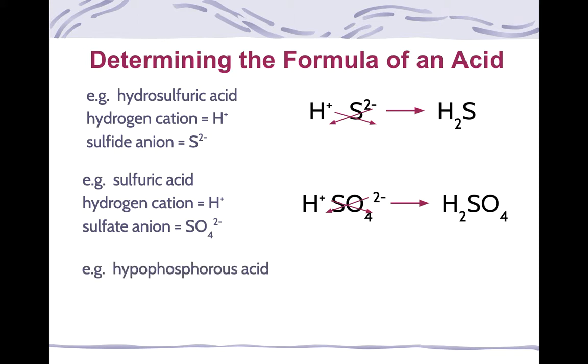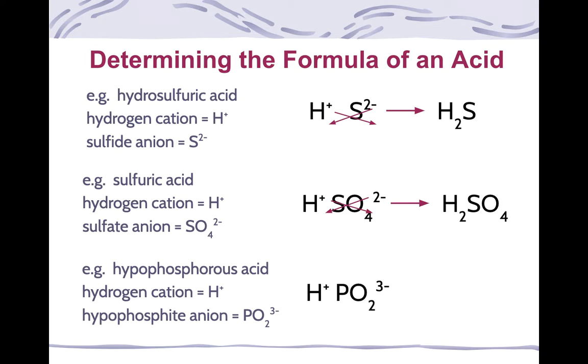And one more example, hypophosphorous acid. It doesn't start with hydro, so we're dealing with an oxyanion. Again, we have that hydrogen cation, and we want the hypophosphite ion, which is PO2 3-. Then we cross them over to give us H3PO2. So that's how you can properly name an acid or determine the formula of an acid.